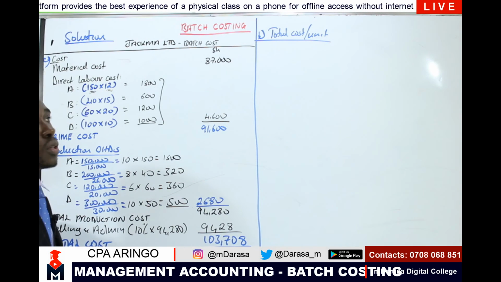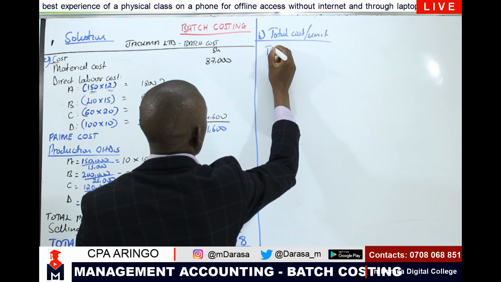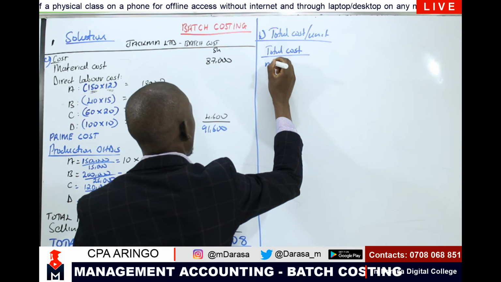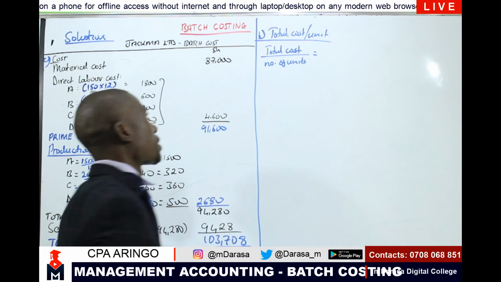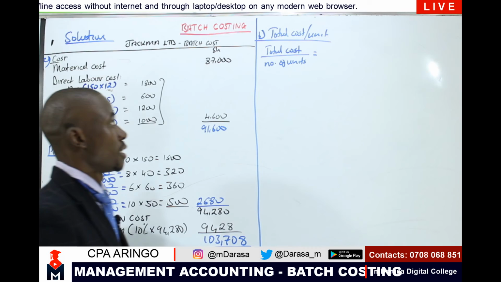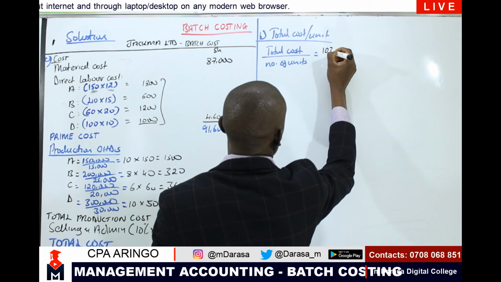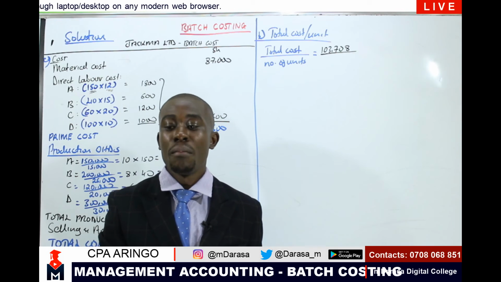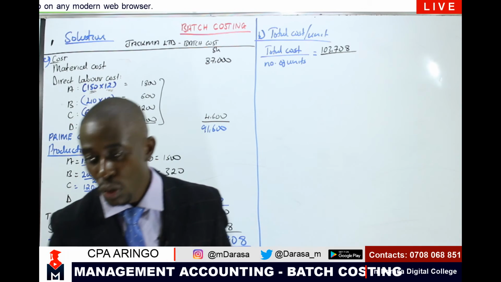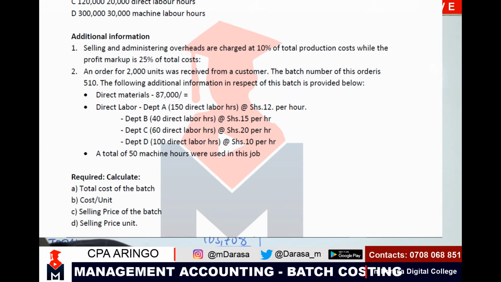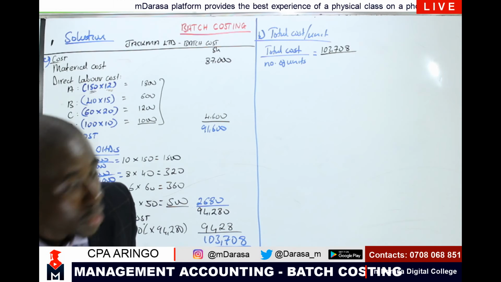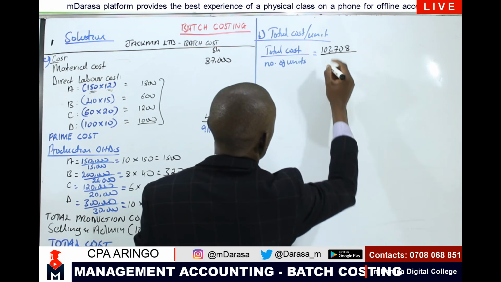So to that point, we can determine our total cost for this batch. My total cost, therefore, will be simple because I'll just be taking 94,280. We add 9,428 to give us 103,708, being our total cost. And I believe that's the first thing that the examiner wanted us to compute, because we are told that we should calculate the total cost of the batch. So we've determined our total cost of the batch being 103,708.